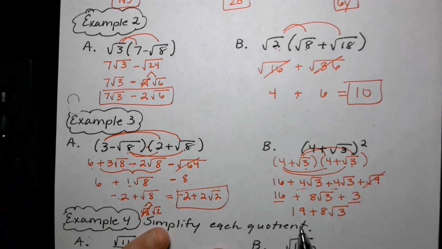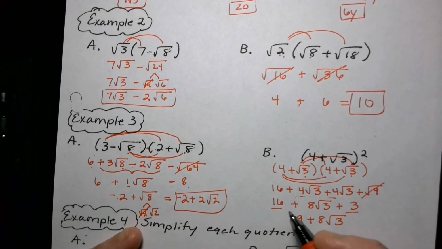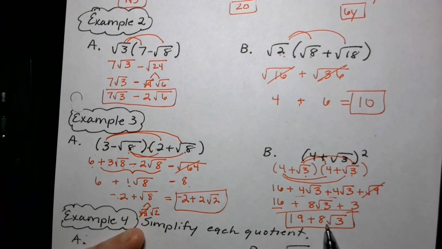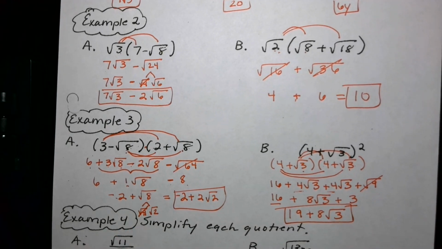I cannot add these two. This 8 goes with the square root of 3. I cannot add the 19 and the 8. Nor could I add the negative 2 and the 2. Okay, this is glued together. Can't just pull part of it out.